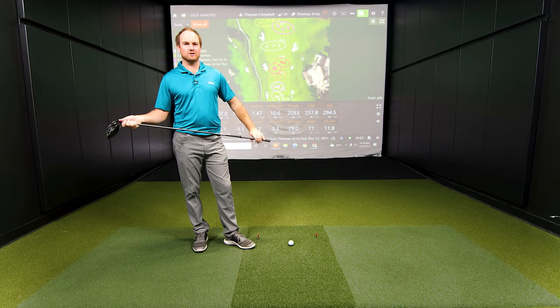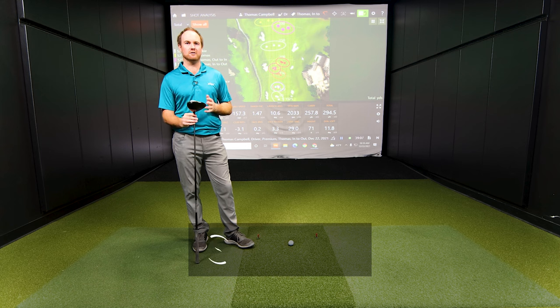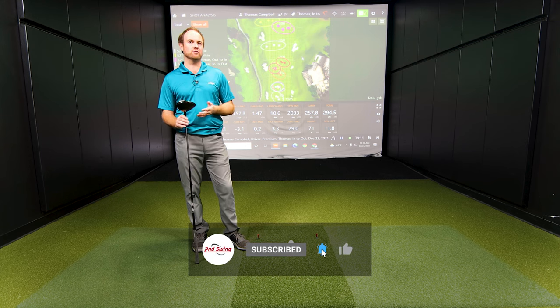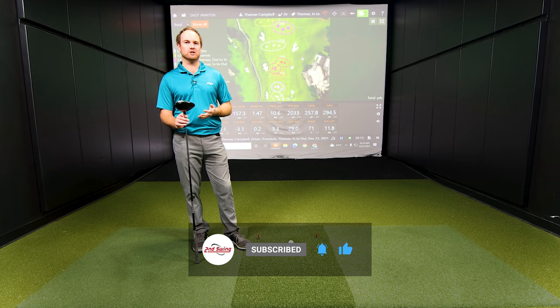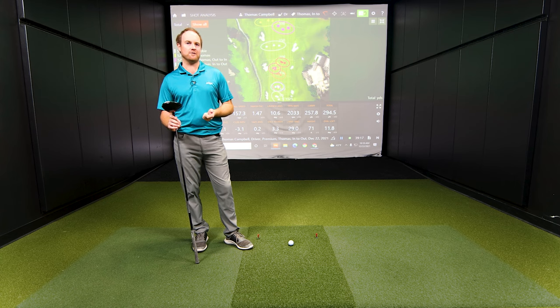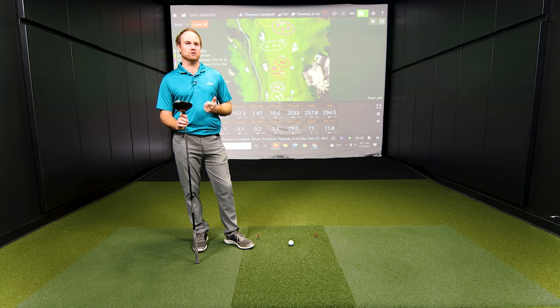So golfers, if you need to increase your attack angle or decrease your attack angle, a couple little tips. Play around with ball position. Ball position is going to really influence how the ball launches and how your attack angle is up or down. Club path is also going to influence your attack angle. So if you need to hit more down on the ball, swing your club path a little bit to the left. If you need to hit more up on the ball, swing your club path a little bit to the right. I hope you enjoyed these tips today.